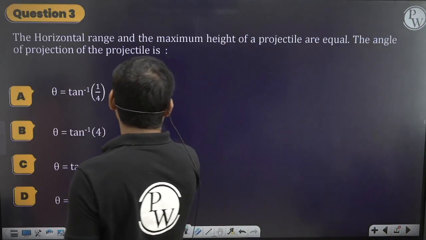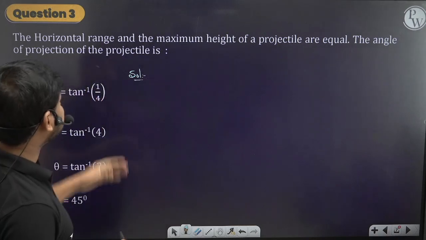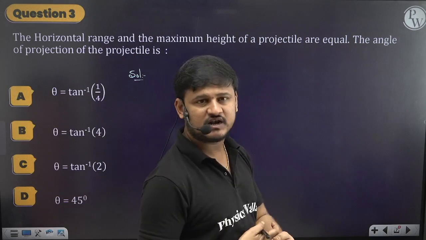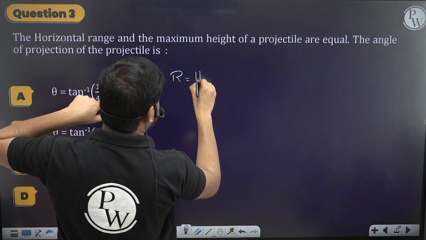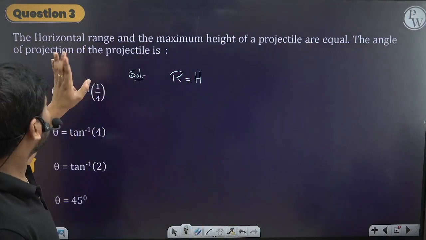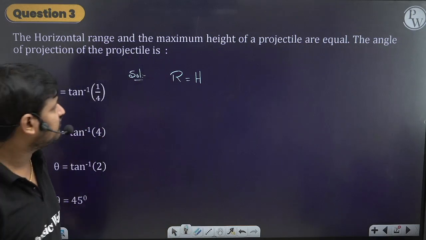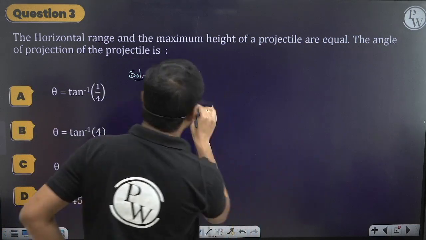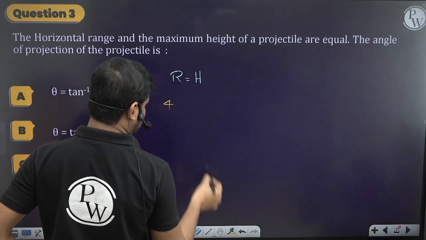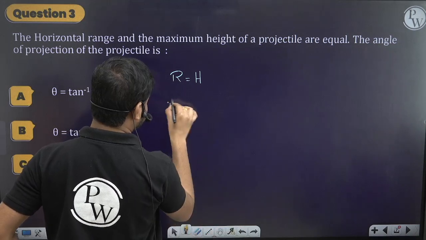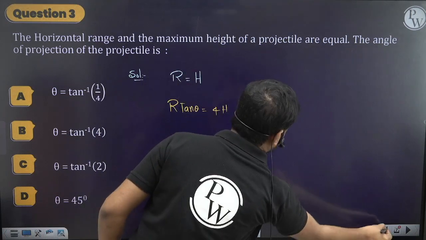So the simple question, pause the video and try it on your own, guys. So what does the question say? The horizontal range and maximum height of the projectile are equal. So the horizontal range r is equal to the maximum height h, both are equal. So they are asking what is the angle of projection of the projectile. See here, if r is equal to h, we know the relation between r and h, which we have just seen. So r tan theta is equal to 4h. Just now we wrote r tan theta is equal to 4h, yes or no?